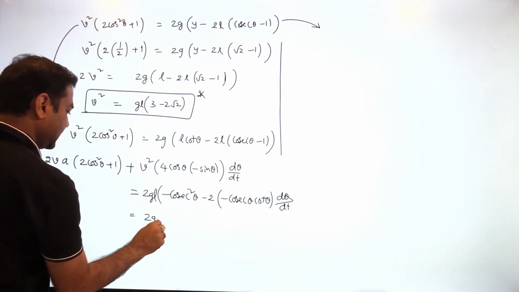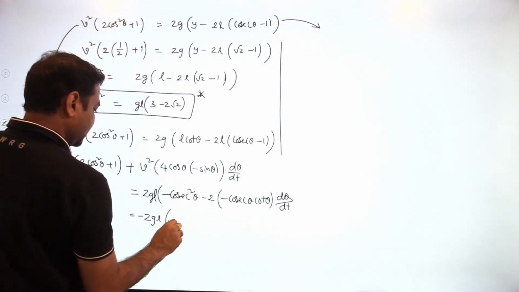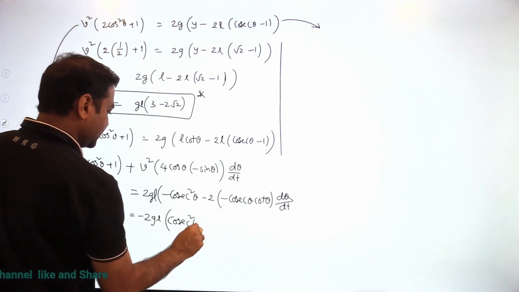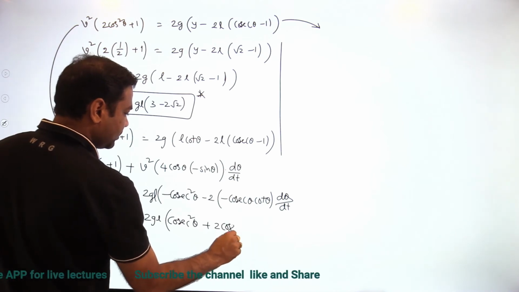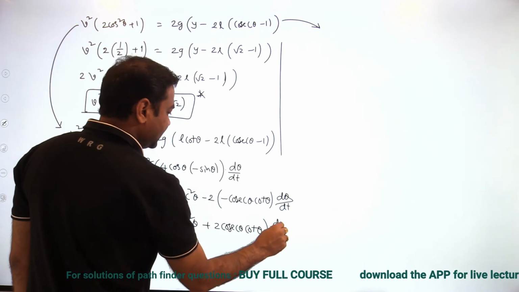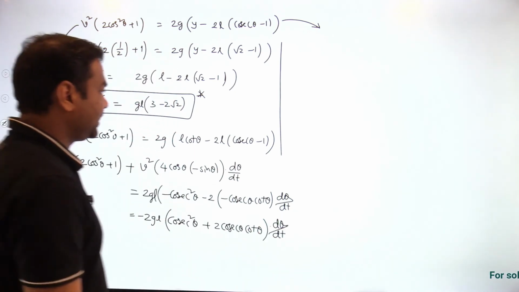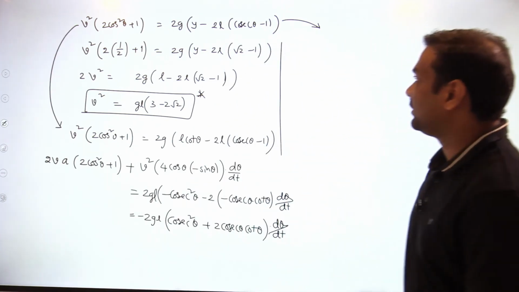So then 2gL into, this is completely negative term, so you can take minus cosecant square theta plus 2 cosecant theta cos theta cot theta. So I am keeping as it is because theta is 45. At theta 45 we need to identify. Now what is the d theta by dt?